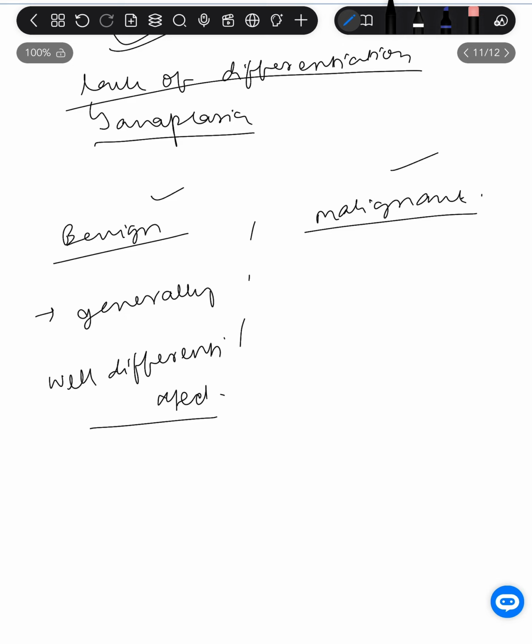Malignant is, on the other hand, malignant, people, common sense, nice people. Okay, nice people will say it is poorly differentiated. No, you are living in way too delulu.